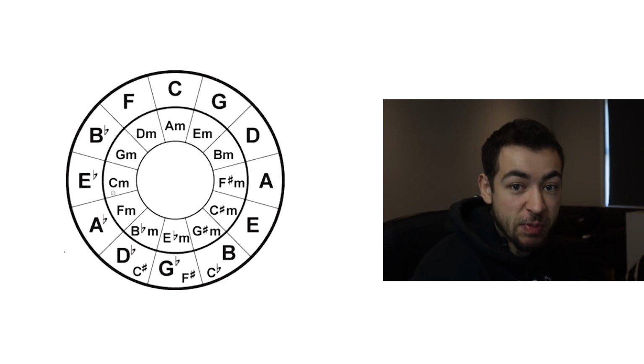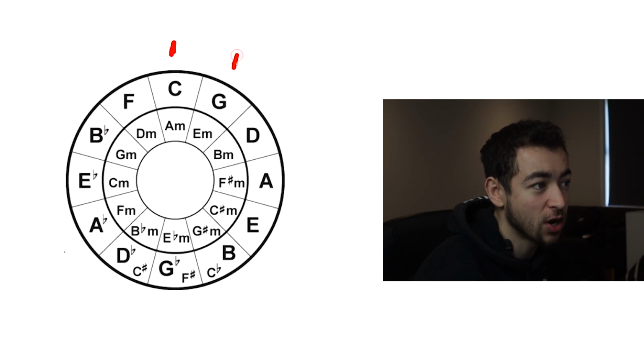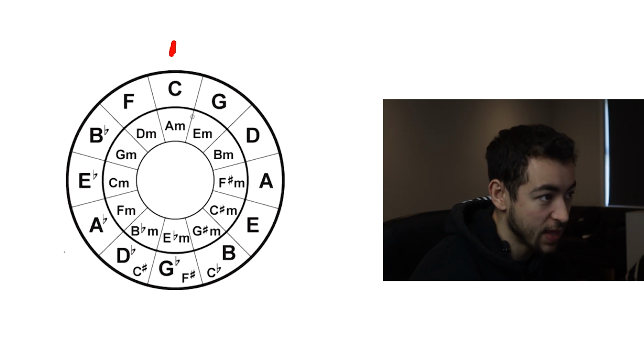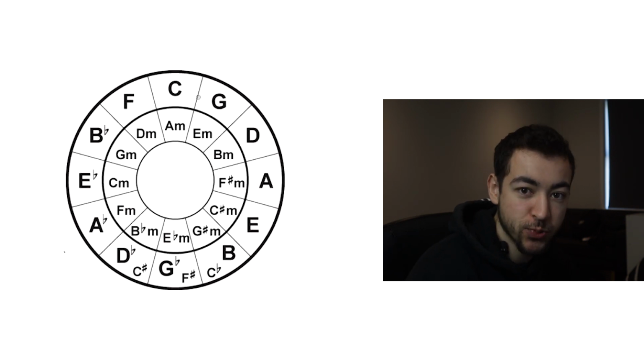So with this knowledge, we now know which keys are similar, because C has no sharps or flats, but G has one sharp, okay? So that means all we have to do to change from the key of C to G is just introduce one new note, which means changing key from C to G shouldn't be too difficult.